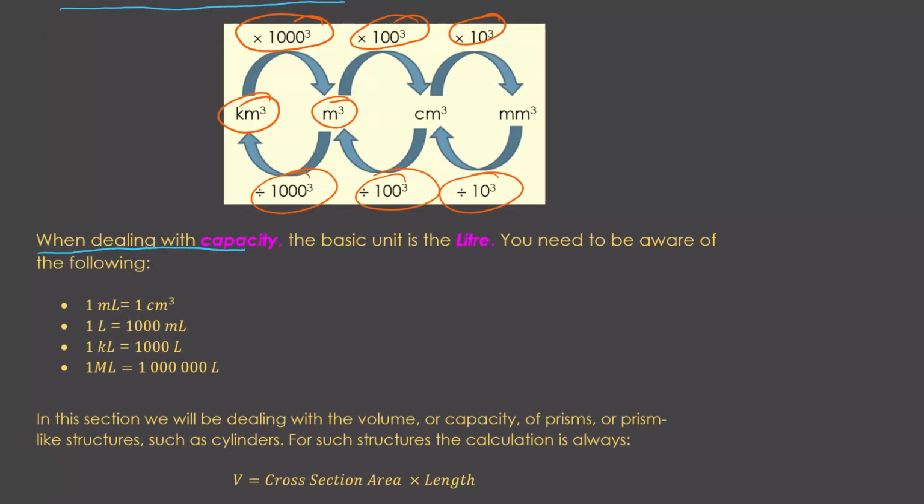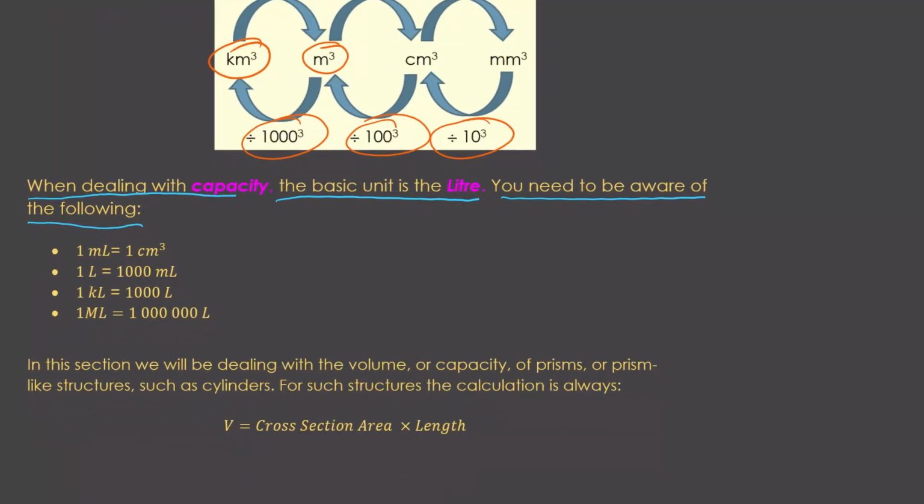When dealing with capacity, the basic unit is the litre. You need to be aware of the following. 1 milliliter is the same as 1 cubic centimeter. Now, a milliliter is 1,000th of a litre. This is how you can convert between things like cubic meters and cubic centimeters and go into litres, is using this top one. So it's very important. 1 milliliter is 1 cubic centimeter.